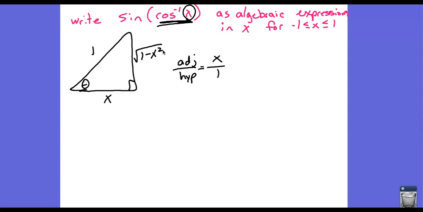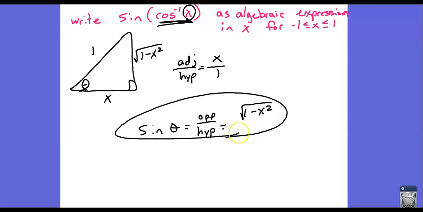Then all we need to do is find the sine of that. So sine of theta is basically what we're looking for. The sine of this, again, is opposite over hypotenuse, which is the square root of 1 minus x squared over 1, which is just that answer right there. So this would be the answer. That's how you would evaluate that. And that's 6.4, inverse trig functions with right triangles.